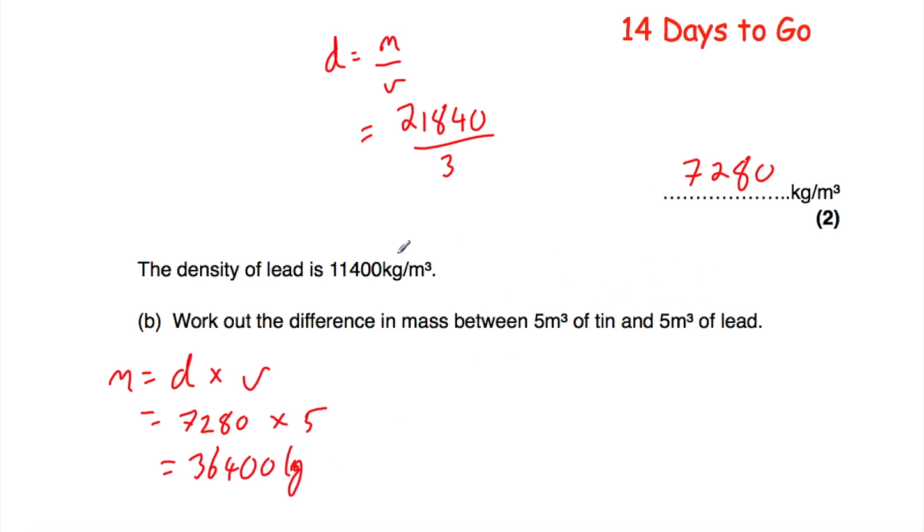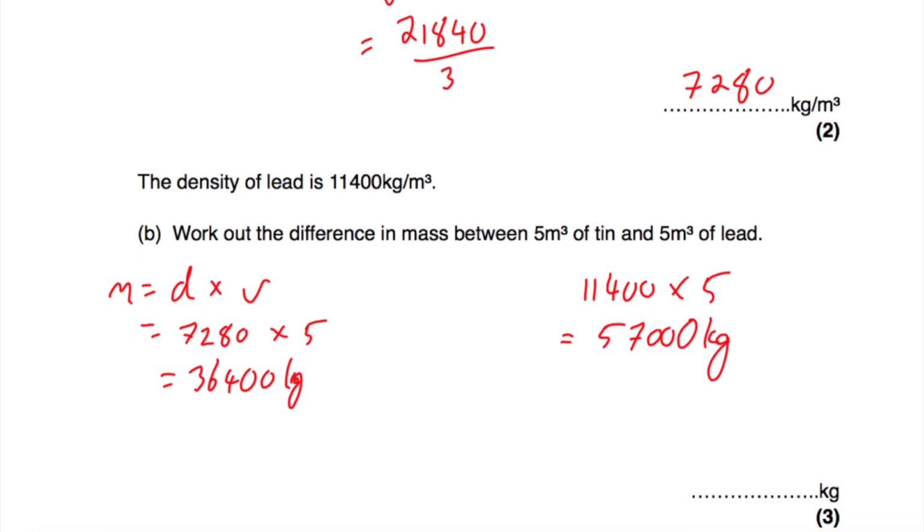Now in terms of the lead, each meter cubed of lead weighs 11,400 kilograms, and we need to multiply by 5 because we've got 5 meters cubed of it, because remember the density times the volume is the mass. And when we do 11,400 multiplied by 5, that's equal to 57,000. So 57,000 kilograms.